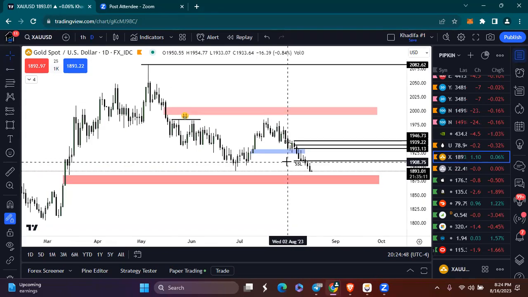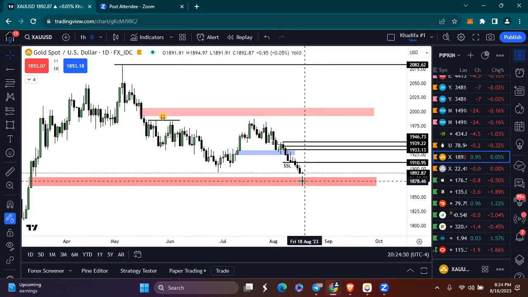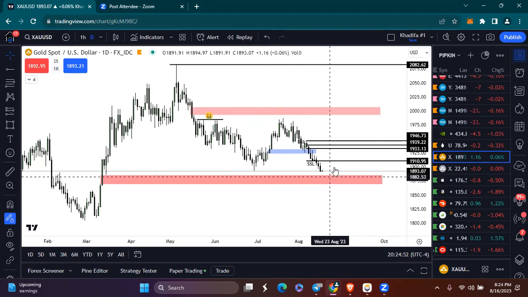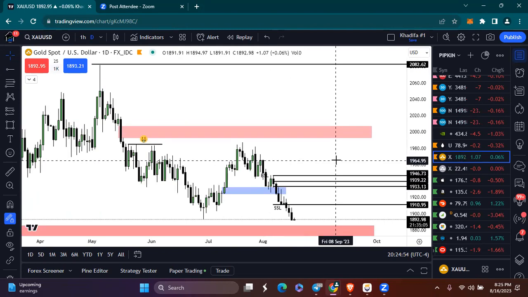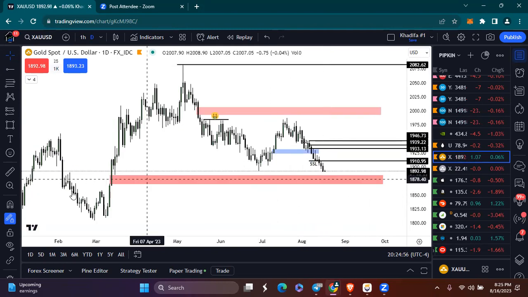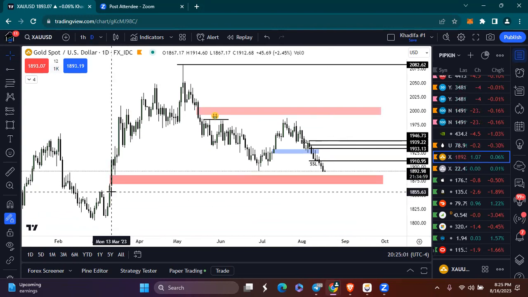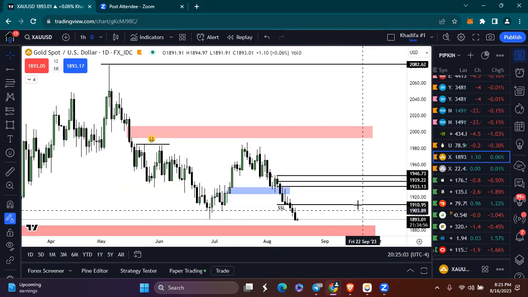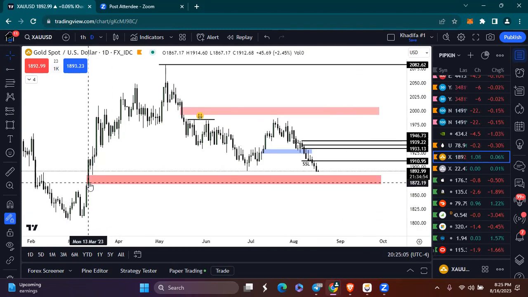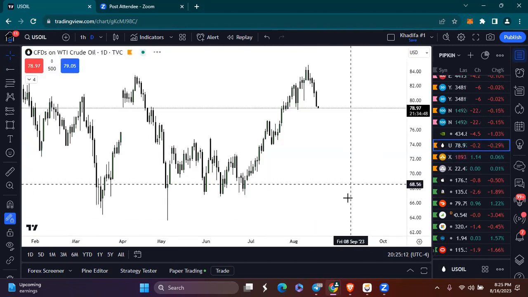I said I was gonna be big. Let me go ahead and do this. I want to see us run down into this fair value gap. What's the 13th? 1872, 1885 up in that area.